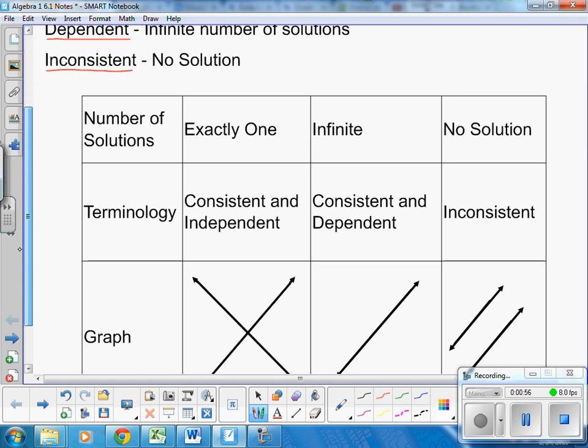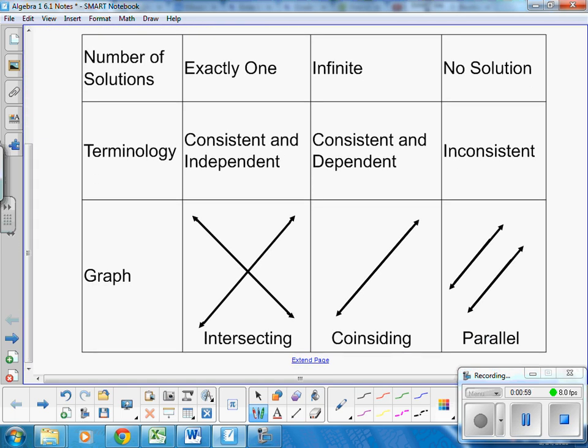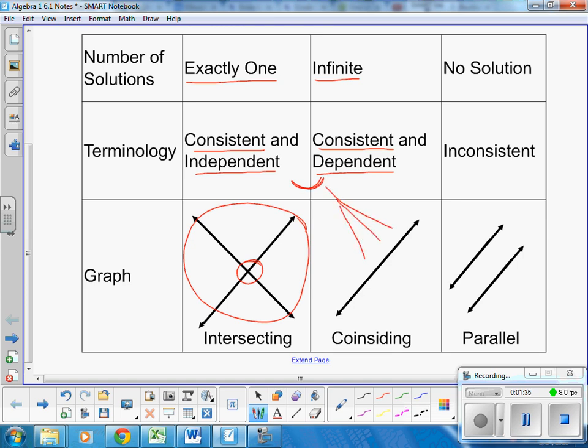So let's take a look at what this is going to look like visually. Okay? So the number of solutions, if there's exactly one solution, it will be both consistent and independent. And it will be two intersecting lines. If there is an infinite number of solutions, it will be both consistent and dependent. Notice the difference, independent and dependent. Independent has one solution, dependent will have infinite number of solutions.